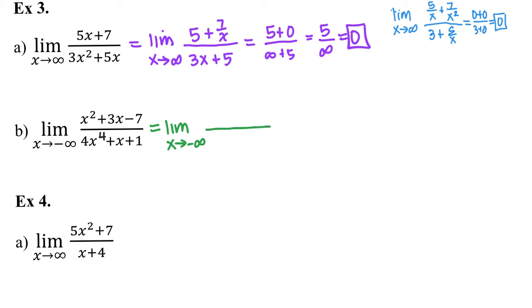I get x squared over x to the fourth is 1 over x squared. 3x over x to the fourth is 3 over x cubed. 7 over x to the fourth. On the denominator, I get 4. X over x to the fourth is 1 over x cubed plus 1 over x to the fourth. Okay, and then in the numerator, I have 0 plus 0 minus 0, which is 0. And the denominator, I have 4 plus 0 plus 0, which is 4. So I'm going to get 0.